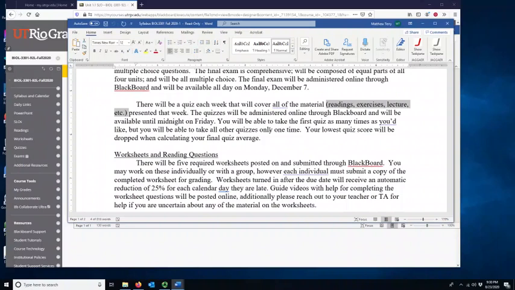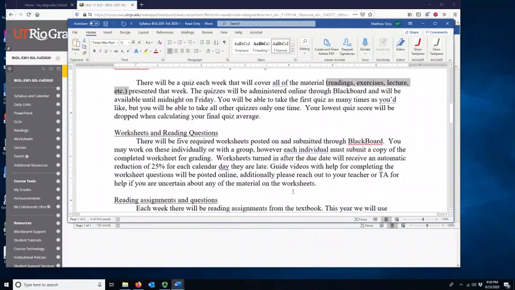Now, in addition to the exams and the quizzes, you will have two other elements that will make up your grade. There are worksheets that are posted on and submitted through Blackboard. The first one is already there. It's not due until September 14th.